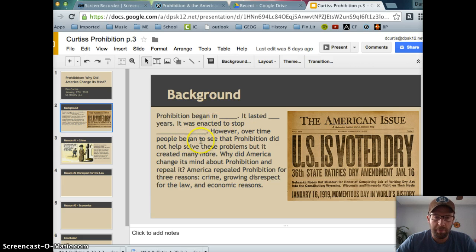However, over time, people began to see that prohibition did not solve these problems, but it created many more. Why did America change its mind about prohibition and repeal it? You can see here I'm restating the DBQ essential question, and then here is my roadmap. So this is my thesis and roadmap. America repealed prohibition for 3 reasons: crime, growing disrespect for the law, and economic reasons.